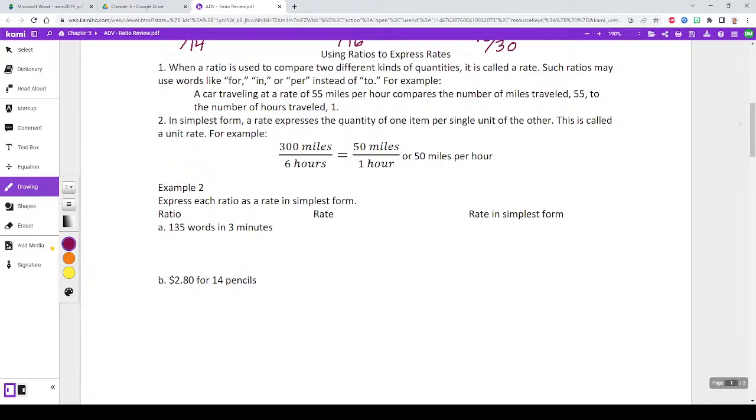For example, a car traveling at a rate of 55 miles per hour compares the number of miles traveled, which is 55, to the number of hours traveled, which is 1. In simplest form, a rate expresses the quantity of one item per single unit of the other. This is called a unit rate. For example, we have 300 miles every 6 hours. Well, that can be simplified down to just 50 miles for 1 hour.